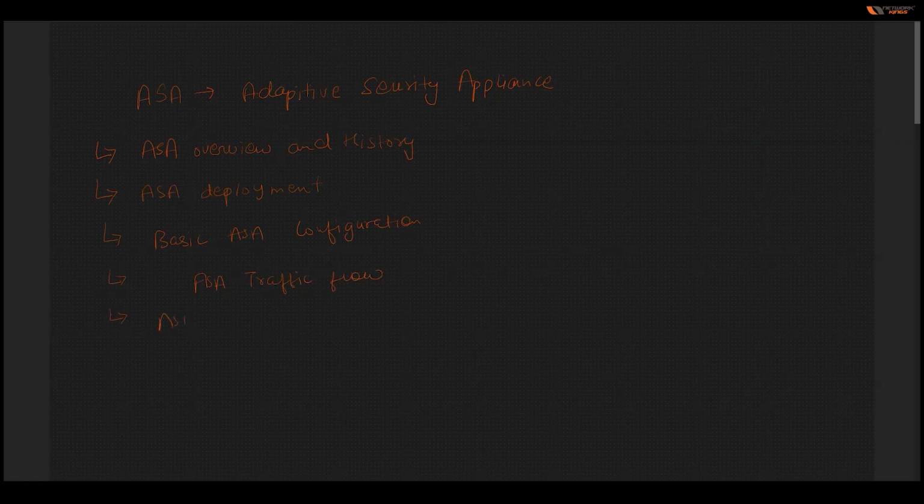Then we'll talk about ASA routing. You're going to ask me why we talk about ASA routing, although we have routers for routing. I'll talk about that in a deep dive, like why we do ASA routing. And after that, the most important topic, which is NAT, and ACL is also there. Then we have MPF, which is our Modular Policy Framework.